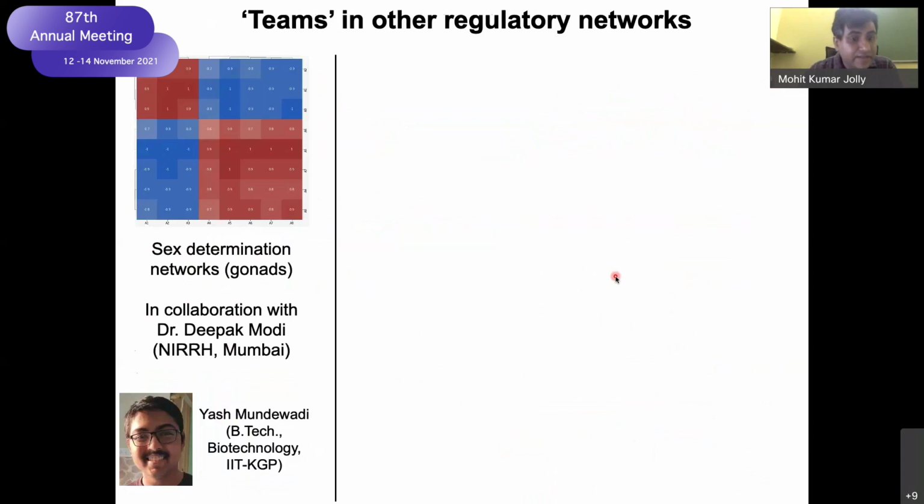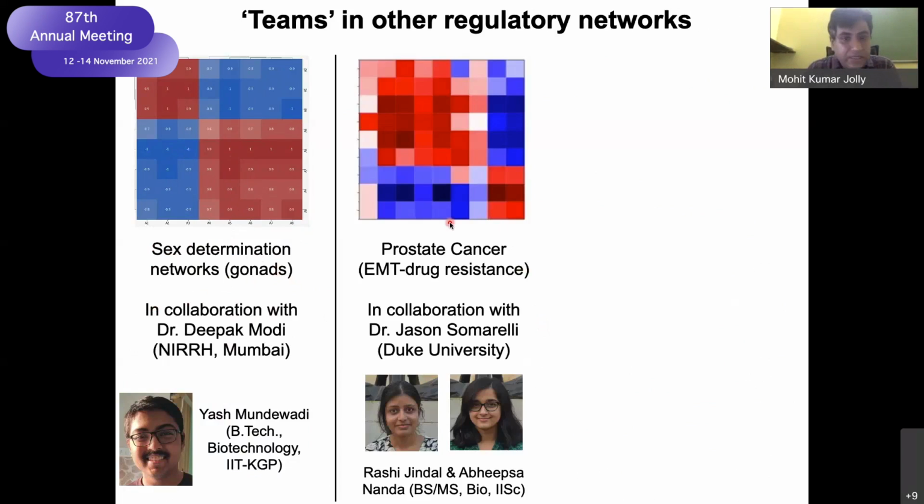But now we are looking at various other examples. For instance, in the context of developmental biology, when a gonad has to decide whether to become an ovary or a testis, which plays an important role in determining the gender of an individual, there also we see that the molecules that regulate this decision making form these strong teams. This is work done in collaboration with Dr. Deepak Modi. In the context of prostate cancer, where we are looking at how cells gain resistance, we again see that when they're more proliferative, when they're more invasive, they're more resistant, and vice versa, because they're able to coordinate this behavior in the context of the teams.